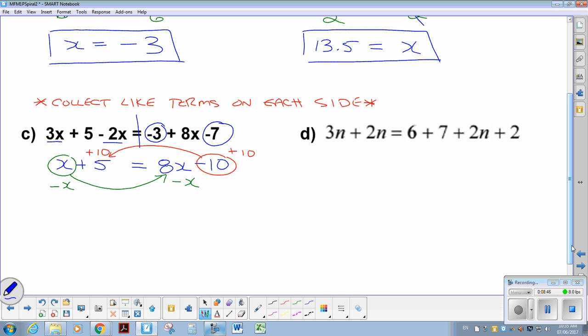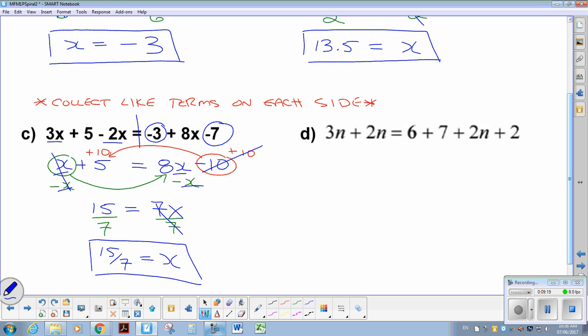So, x take away x cancels out. I have 5 plus 10 is 15. 8x take away 1 is 7x. Negative 10 plus 10 cancels out. What is the 7 doing to the x? It's multiplying. Opposite of multiplying is dividing. 15 divided by 7. Again, you can leave it as a fraction, or you can go ahead and do the division. It doesn't matter to me. And I'll just show you what it looks like. I'm just not going to put it in my calculator. I'm just going to leave it like that.